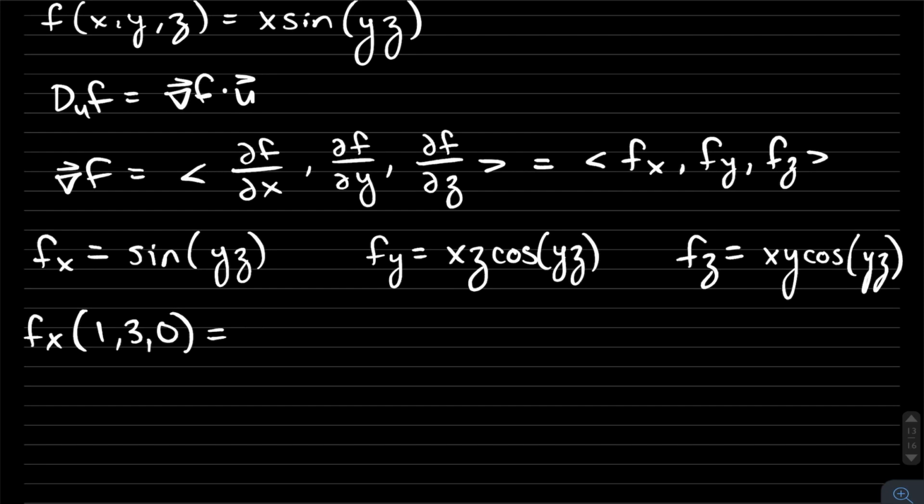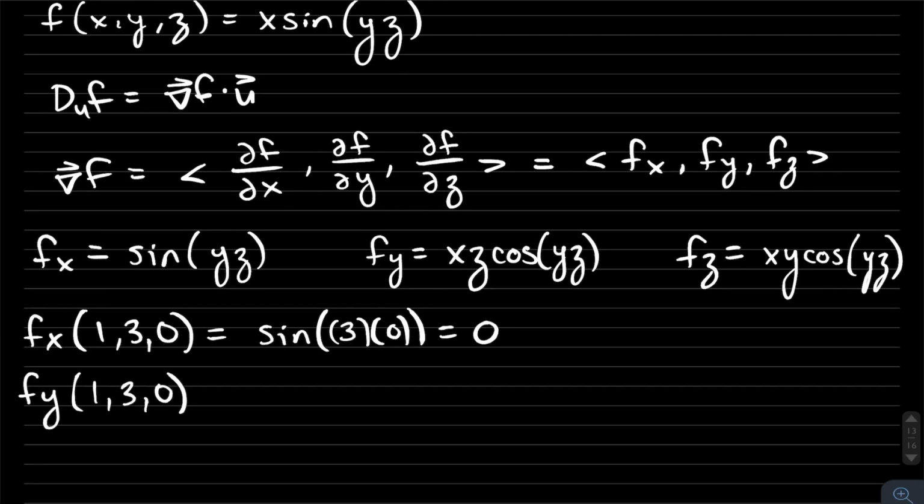If we plug that into the partial with respect to x, we get sine of 3 times 0, and we know the sine of 0 is 0. So the partial with respect to x is just going to end up being 0. Now what about the partial with respect to y? Well, that's going to be x, which is 1, z, which is 0, and I don't really need to do the rest. We can already see that it's going to be 0.